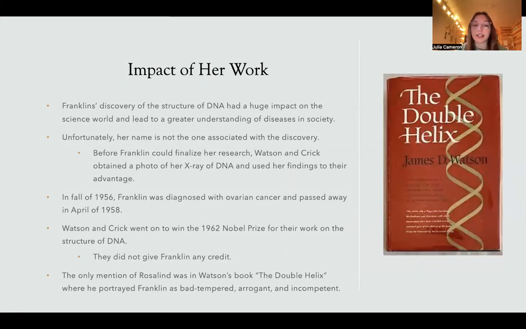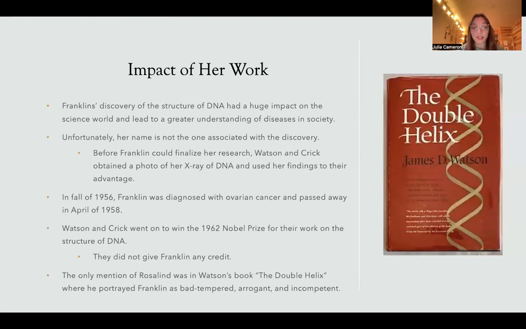Impact of her work. Franklin's discovery of the structure of DNA had a huge impact on the science world and led to a greater understanding of diseases in society. Unfortunately, her name is not the one associated with the discovery. Before Franklin could finalize her research, Watson and Crick obtained a photo of her X-ray of DNA and used her findings to their advantage. In fall of 1956, Franklin was diagnosed with ovarian cancer and passed away in April of 1958.